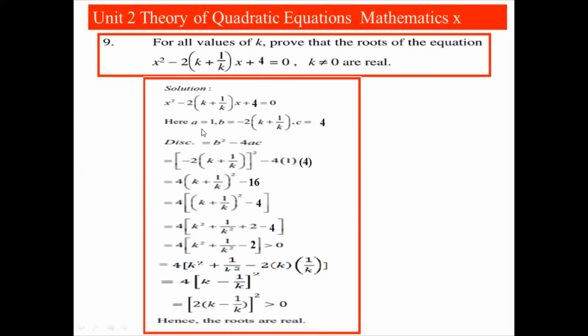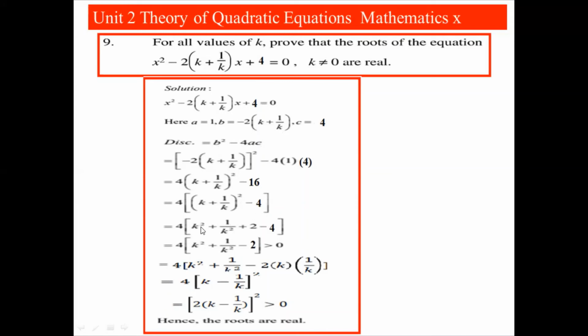Here a is equal to 1, b is equal to minus 2, k into (k plus 1 by k), and c is equal to 4. We know that discriminant is equal to b square minus 4ac. Replacing the values of b and c, and after simplification, we have 4 into (k plus 1 by k) whole square minus 4.